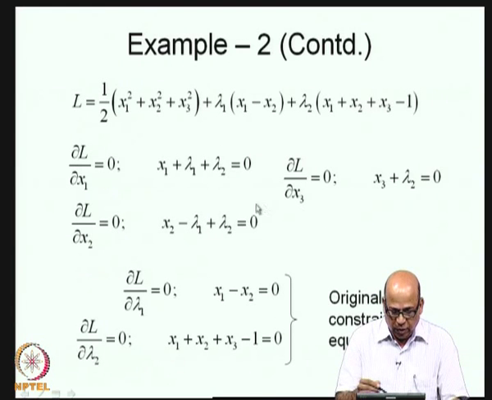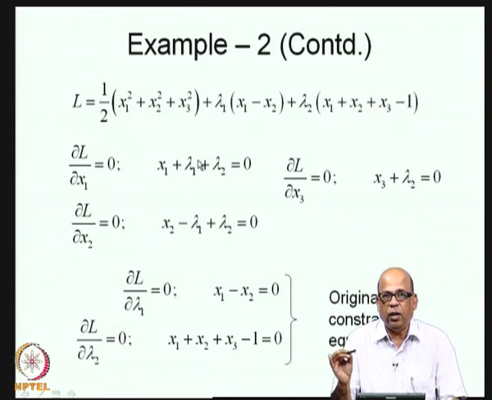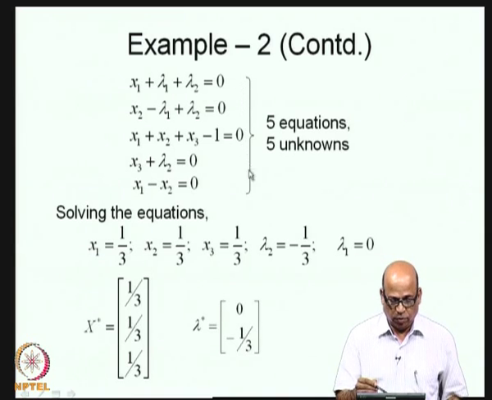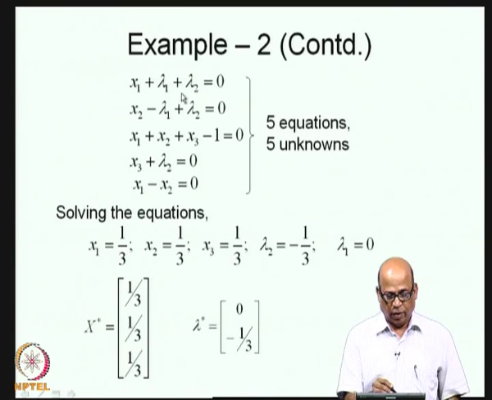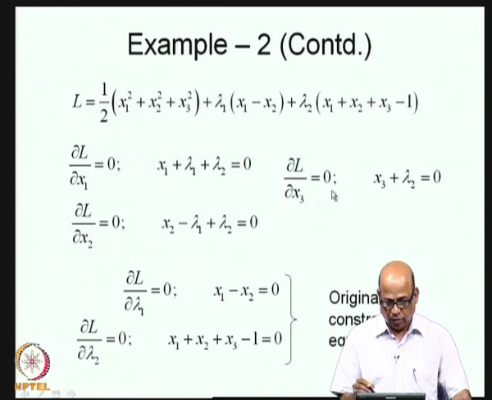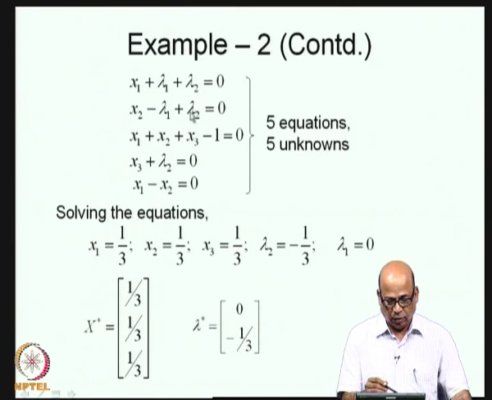So, you got 5 equations now, and there are 5 unknowns x 1, x 2, x 3 and lambda 1 and lambda 2. There are 5 unknowns. We solve these 5 equations simultaneously and get the values of lambda 1 and lambda 2. So, we reproduce these equations, x 1 plus lambda 1 plus lambda 2 is equal to 0. So, these are the 5 equations in 5 unknowns. We solve these equations.